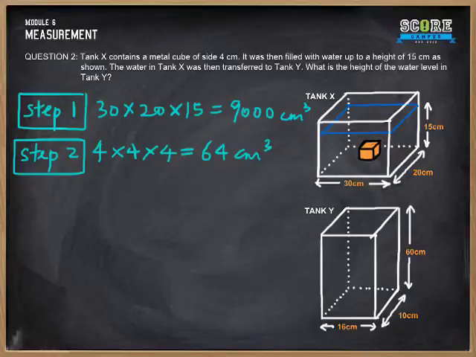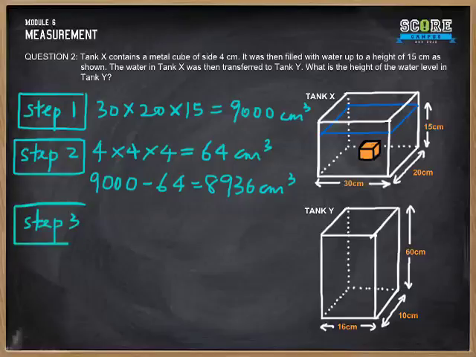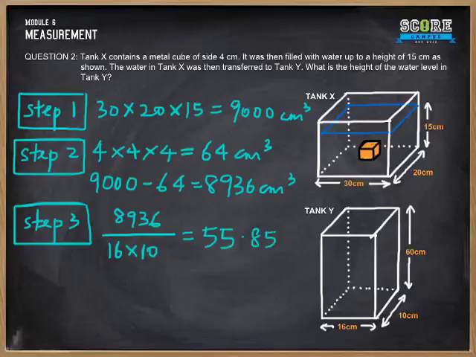Now let's take the total volume, which is 9,000, and let's subtract 64 from there. 64 is the volume of the metal cube, and the answer you get is 8,936 cm cube. What is this? This is the volume of water alone. Now let's pour this into tank Y. Using the reverse strategy, we can find the height of the water level in tank Y, which means you take 8,936 and you divide it by the base area, which is 16 times 10. What do you get? You get your final answer, which is 55.85 cm. Well done.